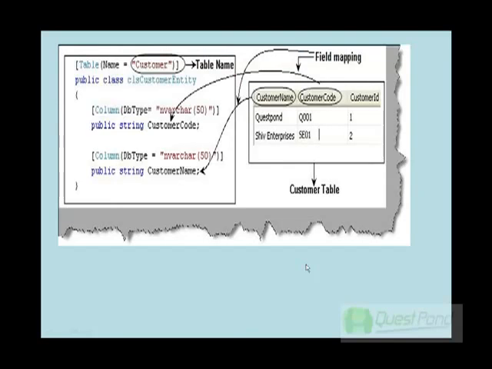Now in LINQ we define entities using attributes. For example, let's say that you have defined a class called CLS customer entity. You can use the table attribute to say which table it maps to. Here I'm saying that this is mapping to the customer table. Then you can define your properties, and say which column each property maps to using the column attribute. In this way, using the table and the column attribute, you can map a class to your tables.